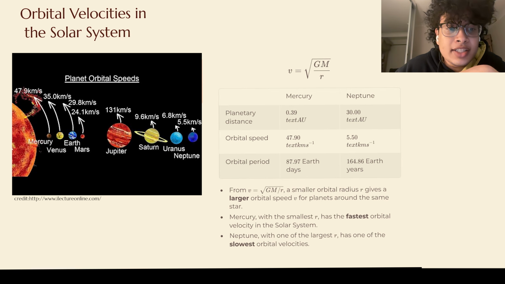For example, Mercury at just 0.39 astronomical units from the Sun shoots along its orbit at about 47.9 kilometers per second and completes a year in only 88 Earth days. By contrast, Neptune lies more than 30 astronomical units away and crawls around the Sun at only 5.5 kilometers per second, taking about 165 Earth years to finish a single orbit. So Mercury, being the closest to the Sun, is the fastest planet, and Neptune, being the farthest, has the slowest orbital speed and the longest year.